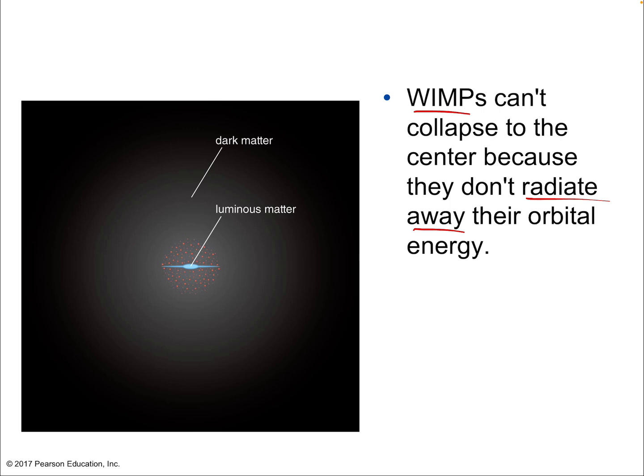But that doesn't happen with dark matter as far as we know. All our models of dark matter suggest, and the very idea that it's dark suggests, that it doesn't interact with light, so it can't radiate away energy. So basically, we think it can't collapse.